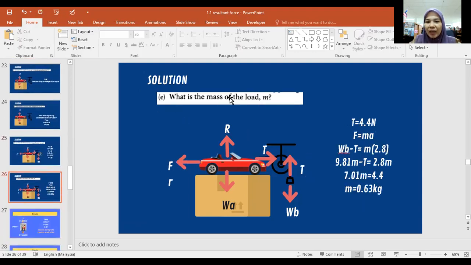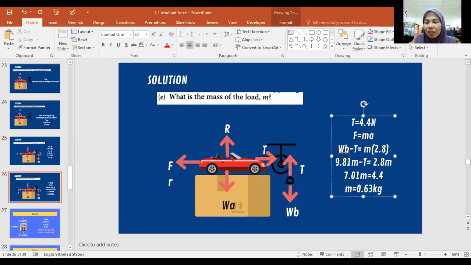Next, what is the mass of the load M? How to find the mass of the load M? Given tension is equal to 4.4 newton. From the formula of Newton's second law, F is equal to ma. What is WB? WB is the weight of the load here. On the load we have two types of force, which we call the vertical forces. We have two forces here.